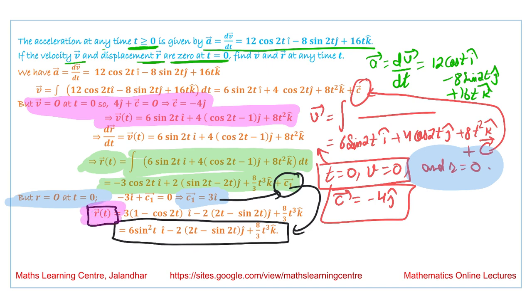This is the r vector we are obtaining over here. This is the displacement vector. So we have to calculate the velocity vector and the displacement vector. We have integrated these equations, substituted the initial conditions, and obtained the value of the velocity vector and the displacement vector.